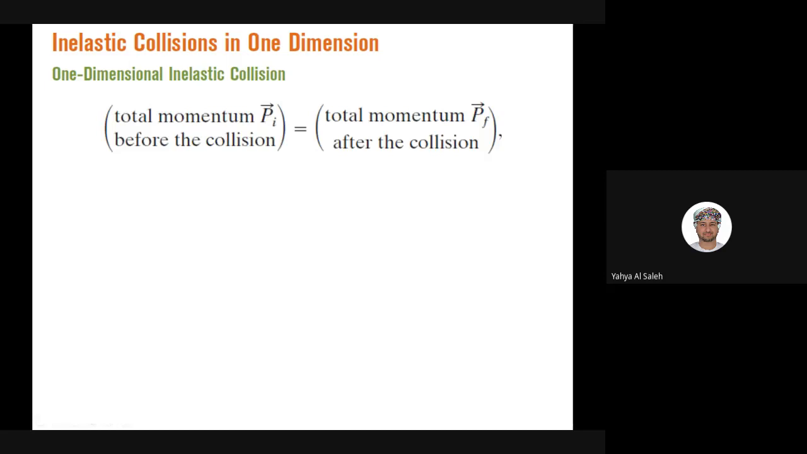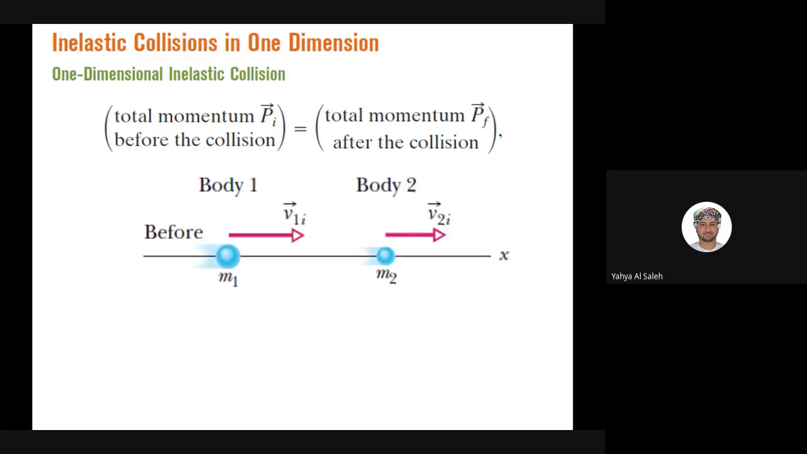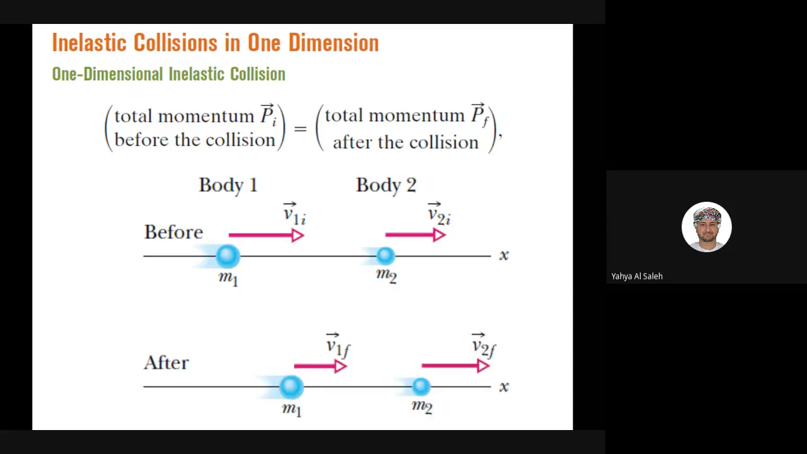Let's look at one dimension. Total momentum before collision equals total momentum after collision. We have two bodies, M1, M2, white ball, colored ball, one hitting the other, with two different velocities, V1, V2. After they hit each other, they are still both moving, and they have V1F, V2F.